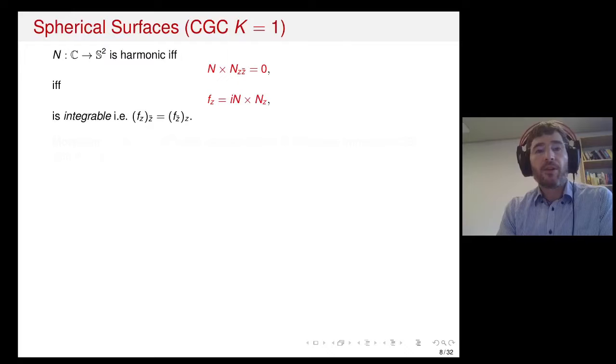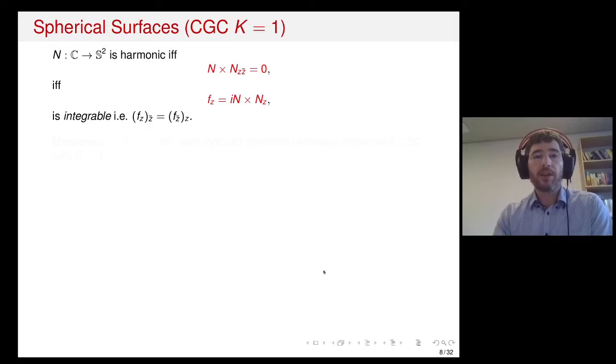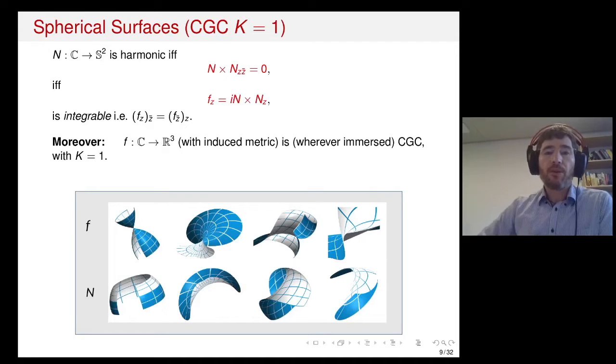Let's just look at the specific case of spherical surfaces. A map from C into S2 is harmonic if and only if it satisfies this equation, that the Laplacian of n is parallel to n, so that the tangential part is 0. And you can easily check that this is equivalent to the integrability condition for this differential equation for f. So if you have a solution of the harmonic map equation, then you can solve this equation for f. Then you can check that this map f, at any point where it's regular, is a constant curvature K equals 1 surface in R3. And conversely, every constant positive curvature surface can be represented this way. So spherical surfaces, or in fact generalized spherical surfaces which may have singularities, are in one-to-one correspondence with these harmonic maps.